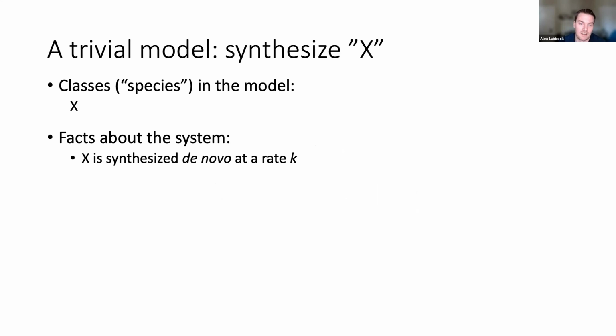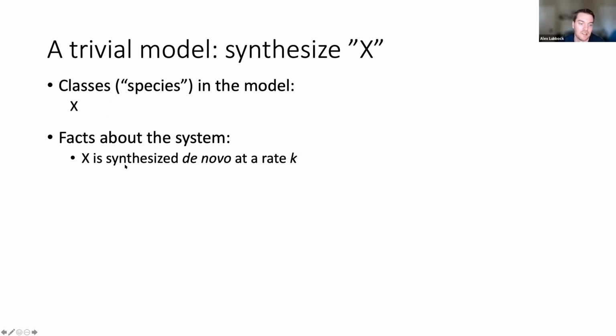Like if you wanted a really trivial example of a dynamic model, you could just say we're going to synthesize X, some protein. In the first step of Leonard's pipeline, we write out everything we know. We just have one thing. We often call these molecular species in a model. You can also see them referred to as classes. So we just have this one thing called X.